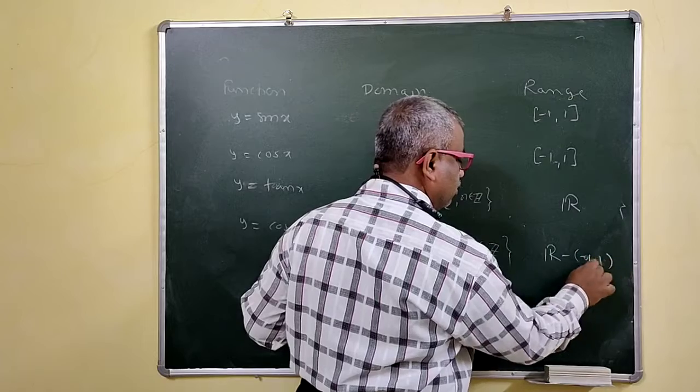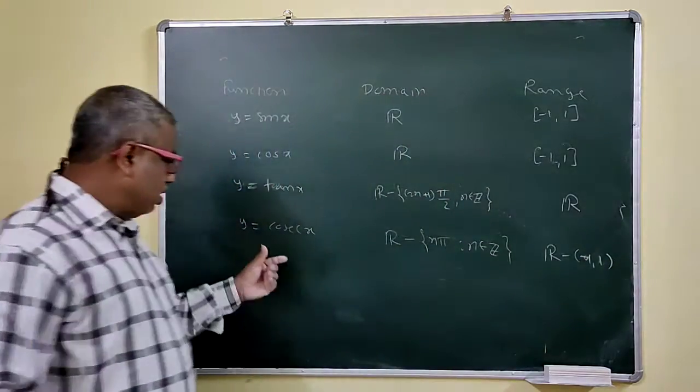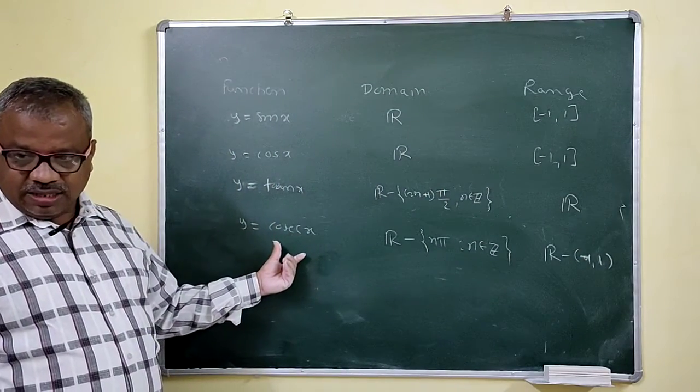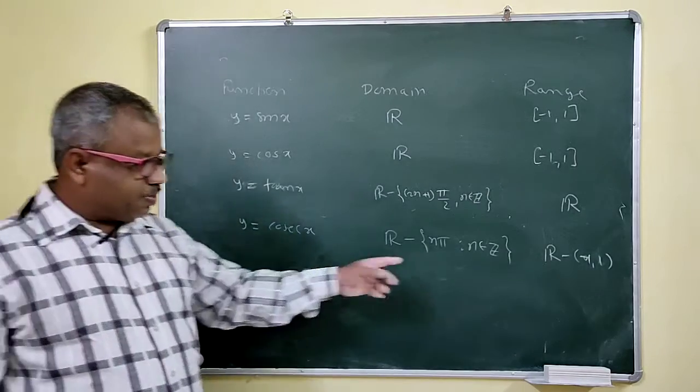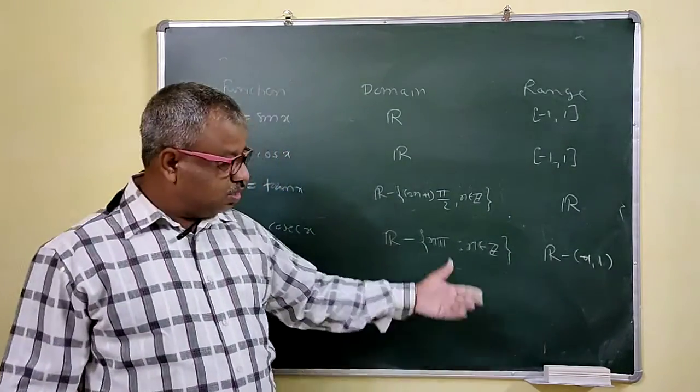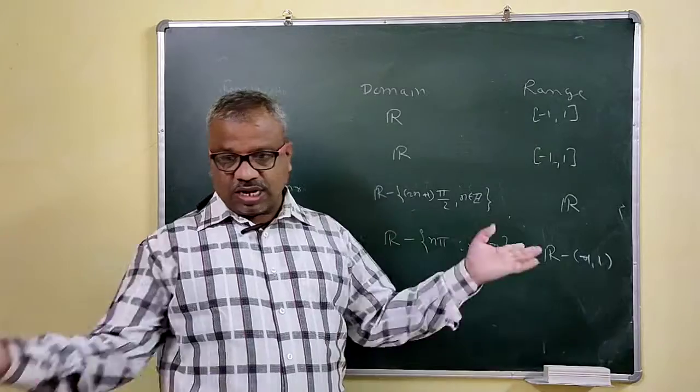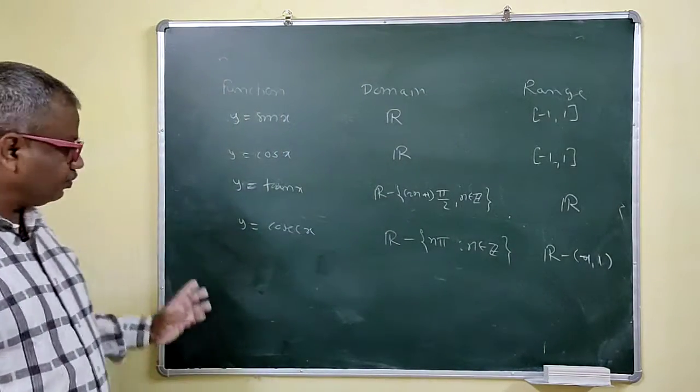Because the value of cosec means 1 upon sine. Sine theta lies between -1 and 1, you have to take the reciprocal of that, and the reciprocal will be outside -1 and 1.